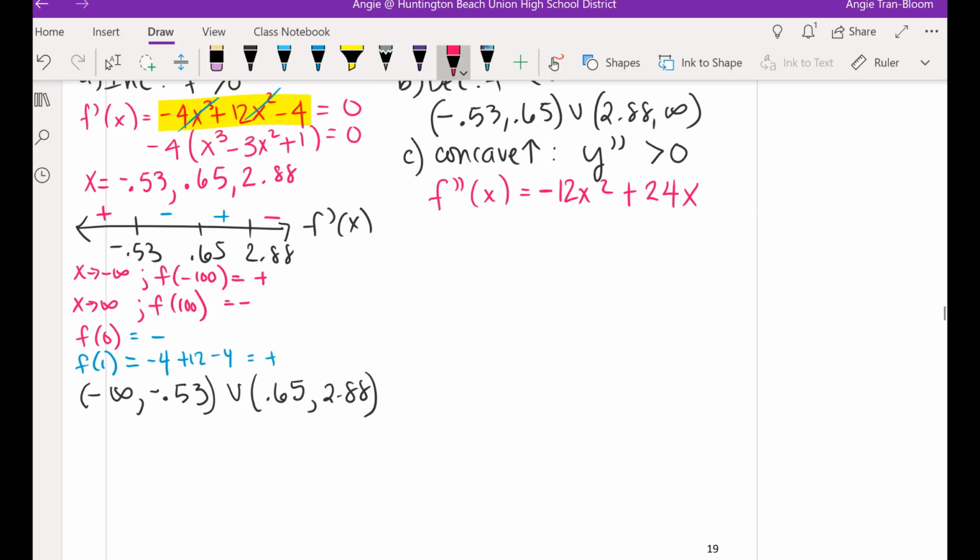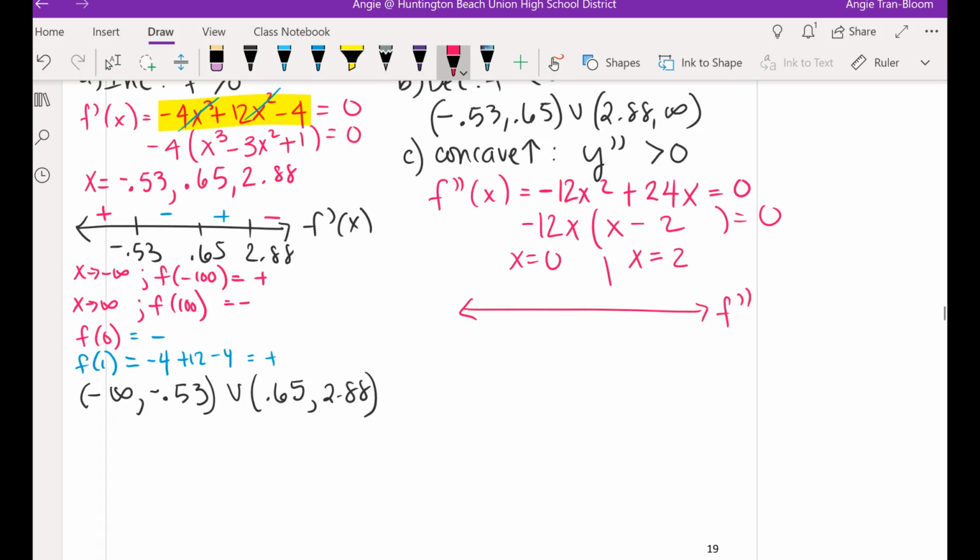Again, same thing. I'm just going to make sure I set it equal to 0 so I can solve for when the second derivative is actually 0. Looks like I can take out a negative 12x. If I take out a negative 12x, I'm left with a positive x minus 2. So I have two locations when f prime prime is 0. This is f prime prime of x, okay? Two locations, 0 and 2. And I'm just going to use the end behavior. As x approaches infinity, I'm going to use negative 100. Here is my second derivative right there.